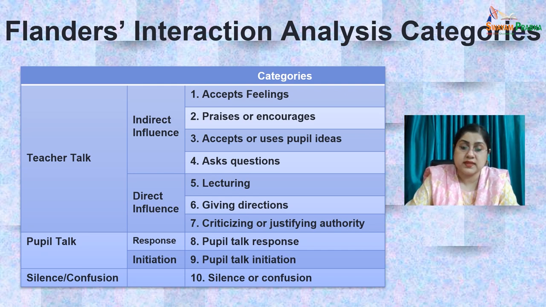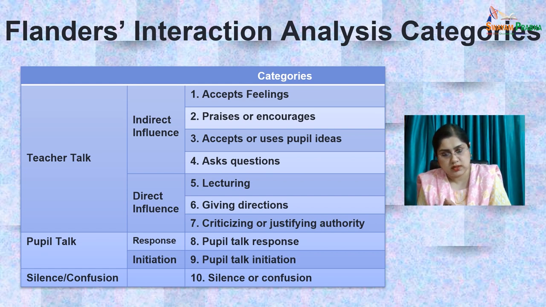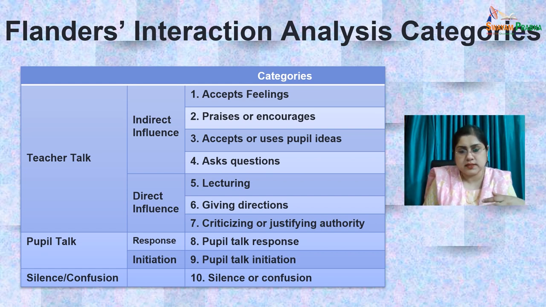The second one is initiation. Under it, the point which comes is pupil talk initiation, or when the students actually initiate their talk. And then the last one is the silence or confusion, where out of confusion, the students are not in a position to give any answer or to initiate any response, and that is why they all remain silent, which can be considered to be the state of confusion.